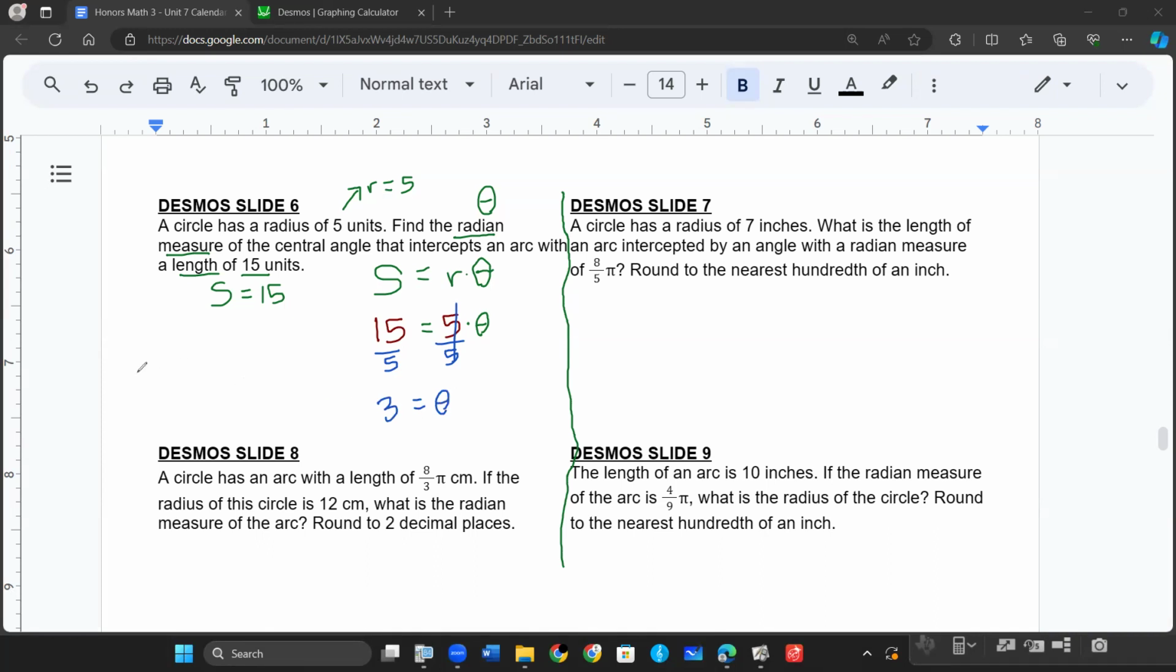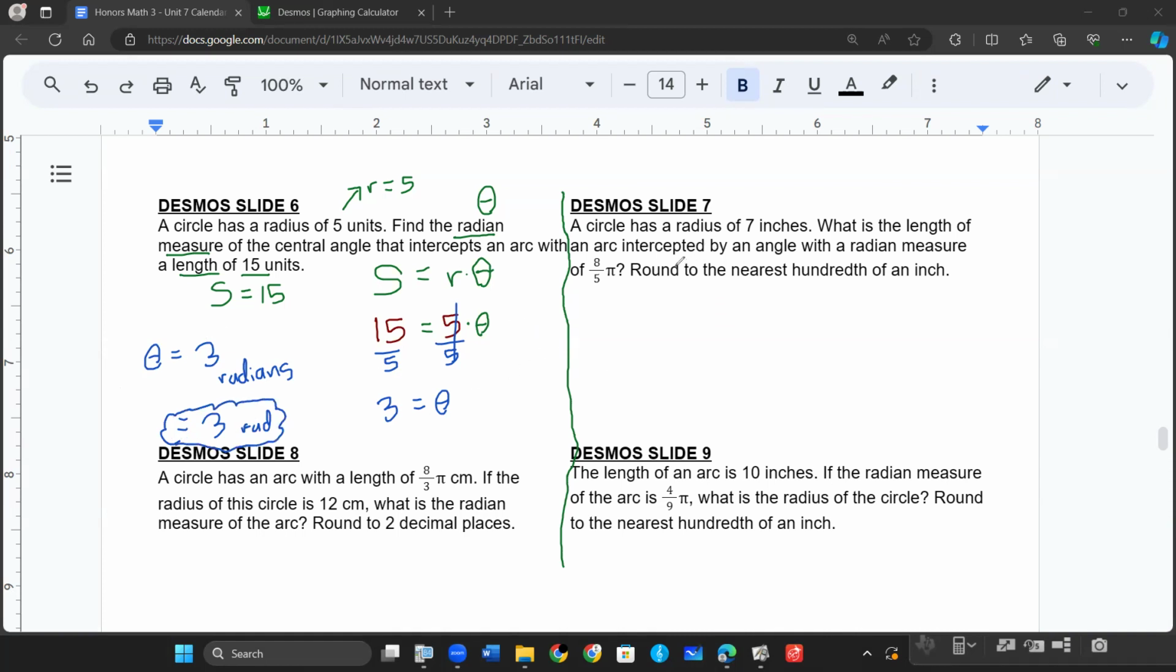So when I'm writing my answer, I say theta is equal to 3 radians. And radians don't have a unit, okay? It's like degrees is your symbol. With radians, you just say 3 radians. If you want to abbreviate that, you could say 3 rad. But that is the unit for radians. That's how you measure that angle.